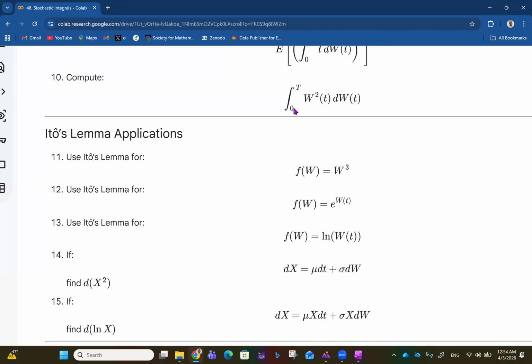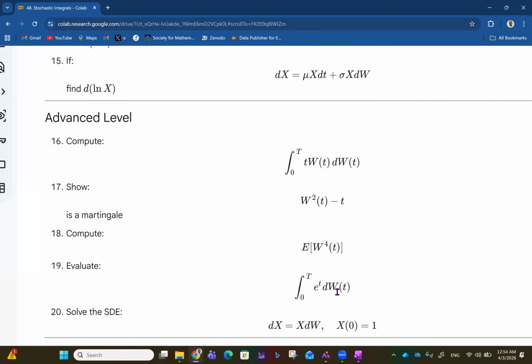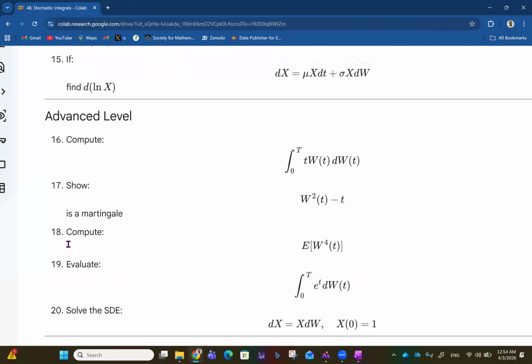to do it later. So I suspect strongly that in solving question 10, we need to use f of w equals w cubed. I suspect, but let's see how it goes by the time I solve it. Then use Ito's lemma for 12. Of course, you can use Ito's lemma for everything. And then at the very advanced level, that's why I'm solving question 19, the integral from 0 to t of e raised to t dw(t). So let's go ahead and take questions 10 and 9 like I promised.